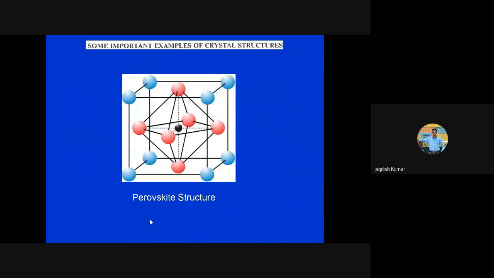Look for the perovskite structure. In this structure, we can see atoms sitting at the corners of the cube. We can see atoms sitting on the centers of the faces of the cube. We have one atom sitting in the center of the body of the cube. What is the lattice corresponding to this crystal structure? And what is the basis corresponding to the same? So that's what you have to do till tomorrow.